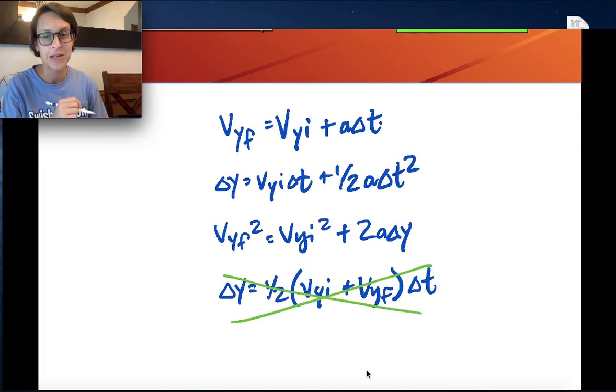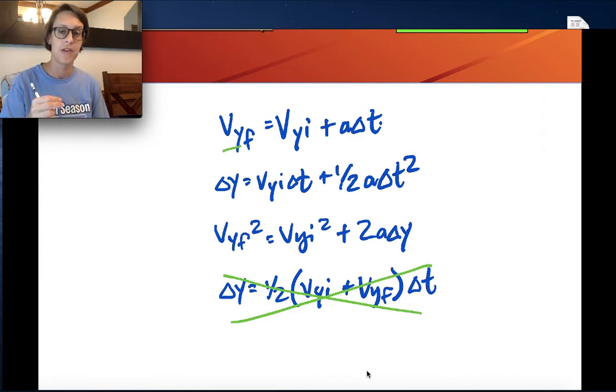That makes it a little bit easier for you. Just have 3. Okay, so these should look very familiar to you because they're exactly the same as the horizontal equations we've been using. The big difference is now that we're just saying it's vertical. So VYF is vertical final velocity.